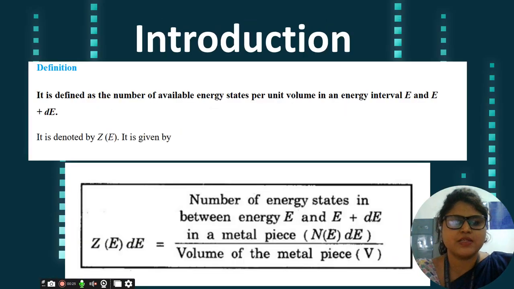It is defined as the number of available energy states per unit volume in an energy interval E and E plus dE, and it is denoted by Z of E. It is given by the number of energy states between the energy E and E plus dE in the metal piece divided by the volume of the metal piece.